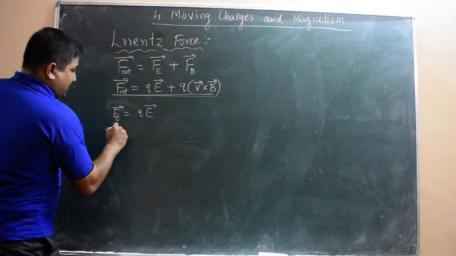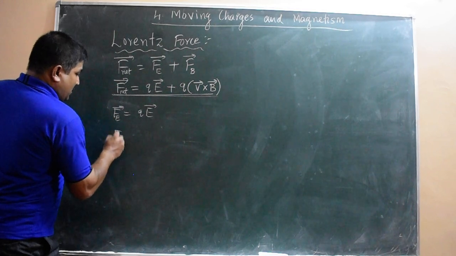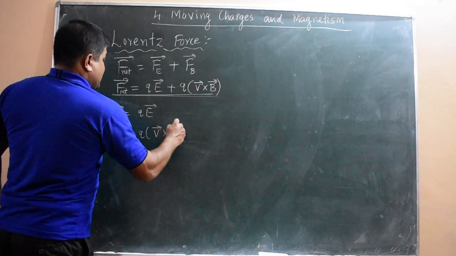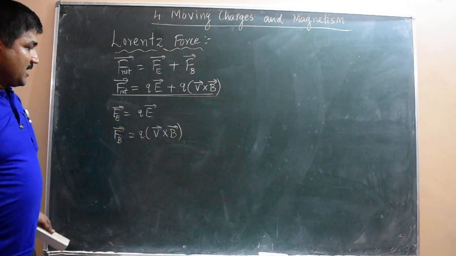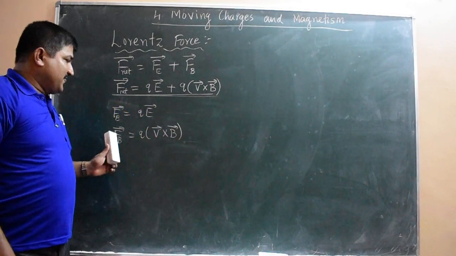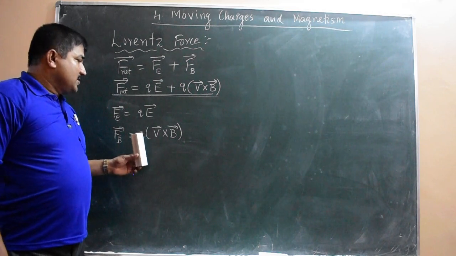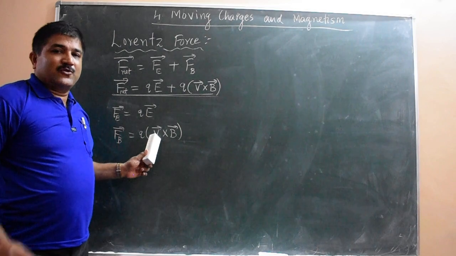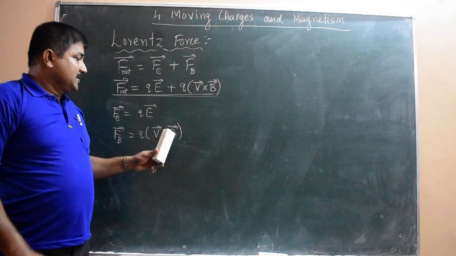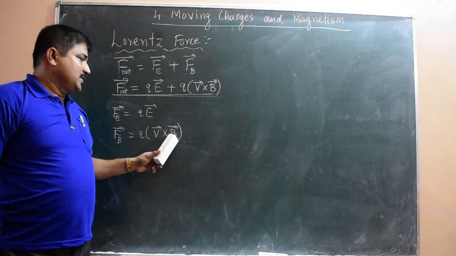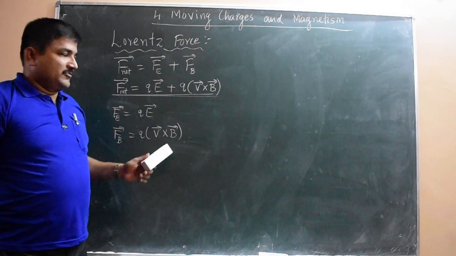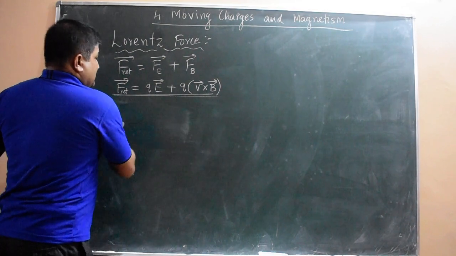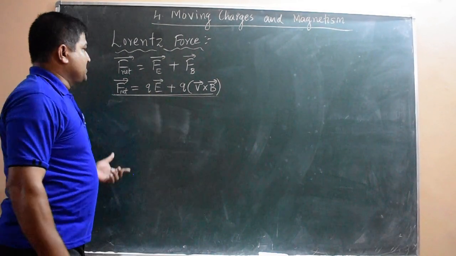Now the magnetic force I discussed. Fb equal to Q times V cross B. That is, the magnetic force experienced by the charge is the charge multiplied by the cross product of the velocity vector of the charge and the magnetic field B where the charged particle is moving. So this is about the separate parts of this force.